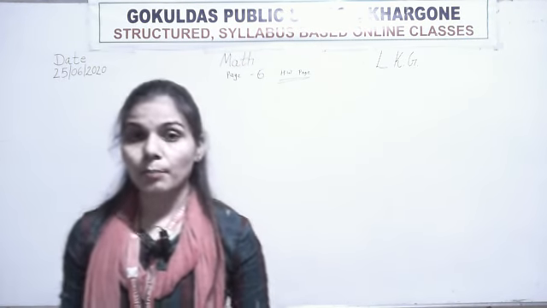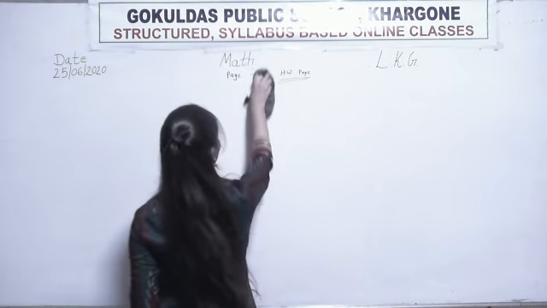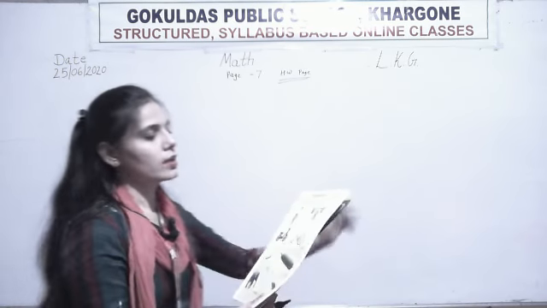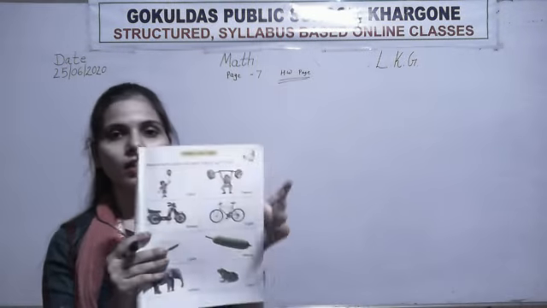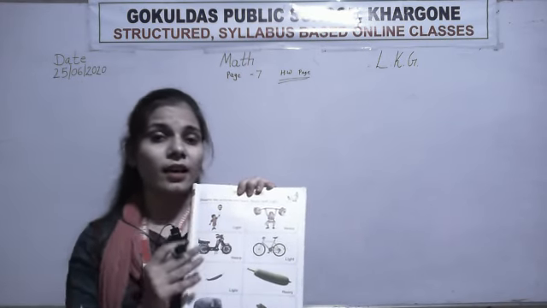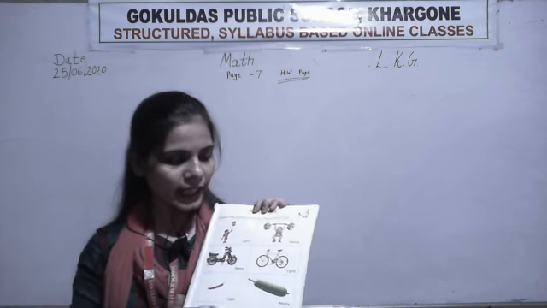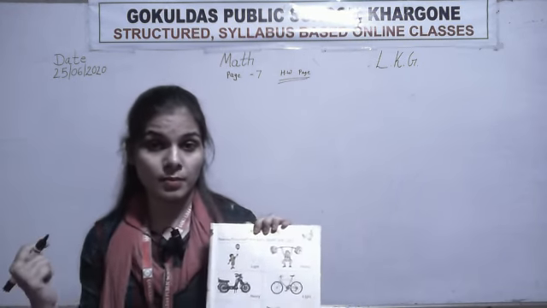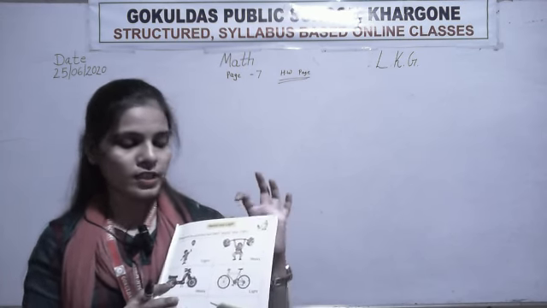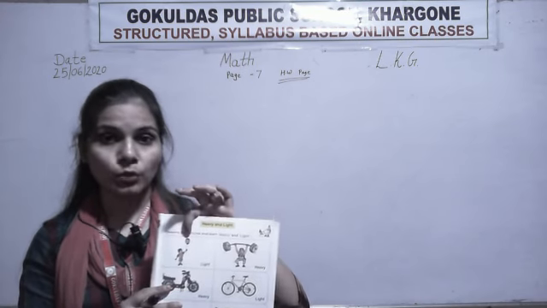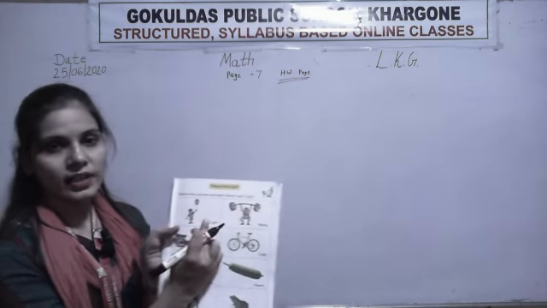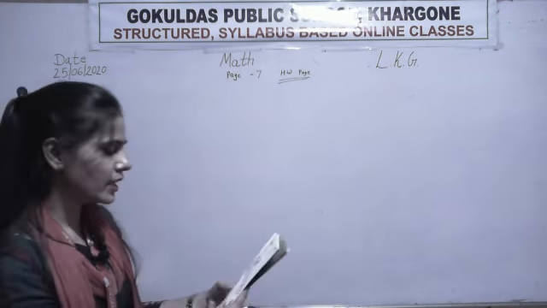Okay, now take out your page number 7. Page number 7. Look here. This one is a balloon. Balloon is very light in weight. Okay. And this one is a dumbbell. Dumbbells are very heavy. Do you carry a dumbbell? No. So this one is very heavy. But the balloons are very light in weight. So this one is light and this one is heavy.